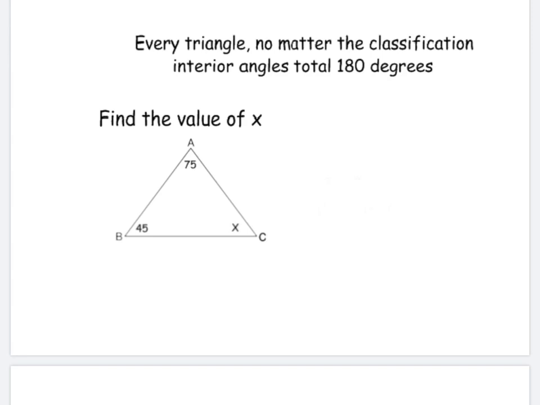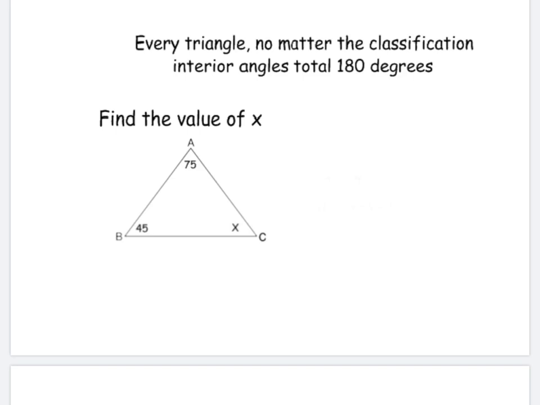So let's take a look at something that we know about a triangle. If we take all three angles of a triangle, no matter what kind of triangle it is, whether it's right, obtuse, acute, equilateral, isosceles, or scalene, it does not matter, all three angles together will always add up to be 180 degrees. So if we take a look at this particular triangle, I know two out of the three angles, and I want to find the value of the third, the missing one, the x.